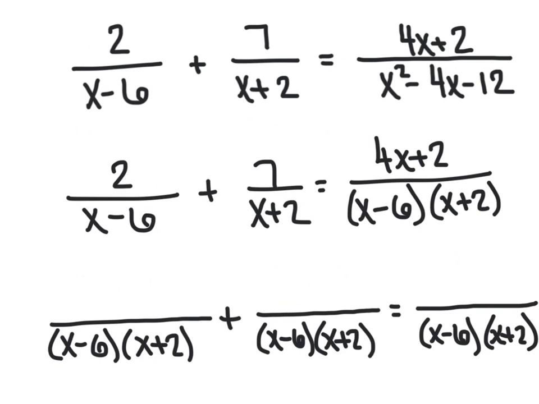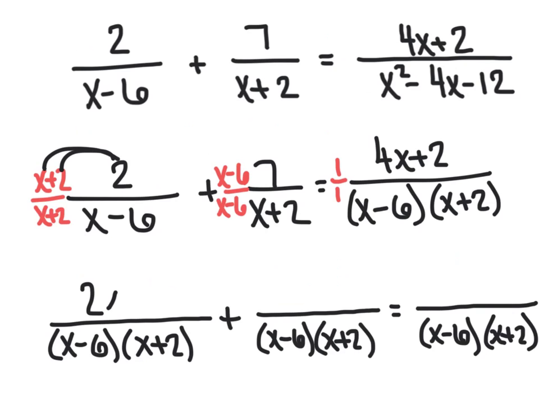We'll multiply the first one by x plus 2 over x plus 2. Multiply the second one by x minus 6 over x minus 6. And the last one by simply 1 over 1 because we don't need it to change. Let's distribute that 2 to make 2x plus 4. We'll distribute the 7, and we've got 7x minus 42. Just a FYI here, if this had been a minus sign, what I would have done is changed it to a plus sign, negated the 7, and then distributed a negative 7. But it wasn't. And then we got 4x plus 2.